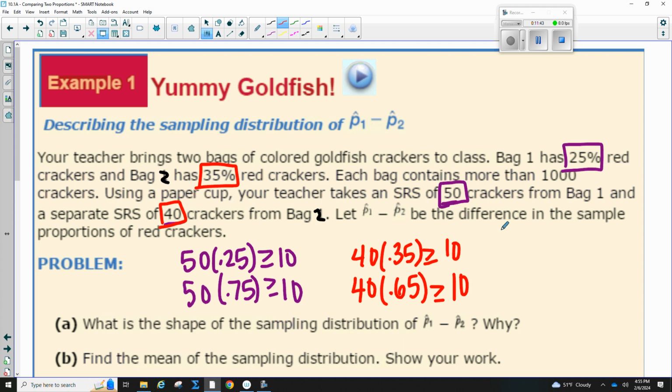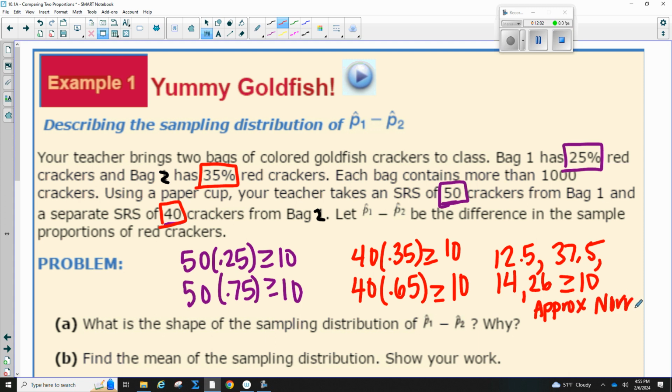You should get 12.5, 37.5, 14, and 26, which are all greater than or equal to 10. All right, so actually evaluate all those. So we are good to go. We have approximately normal for our shape. All right, our shape is approximately normal.